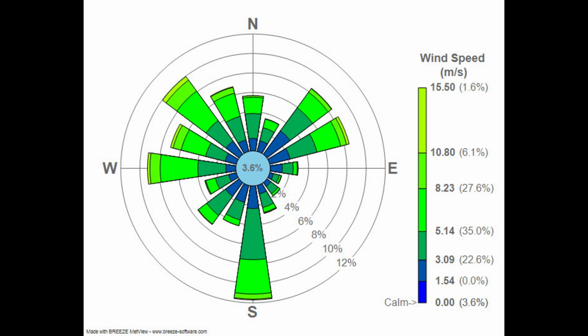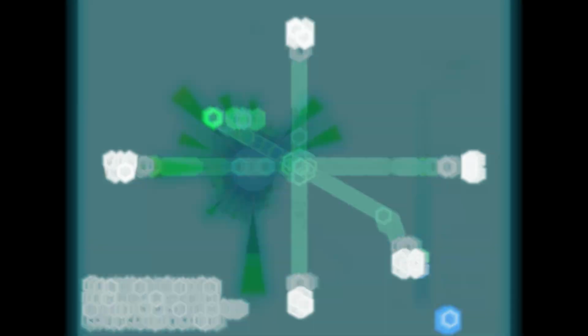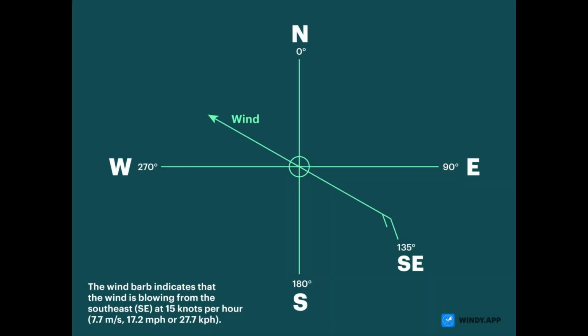We can also see that there's different colored bars, and this gives us the different speed of wind. So where blue is calm, and then light lime green is up to 15.5 meters per second of wind. Then we have wind barbs. These are shown on a weather map to indicate the direction and strength of wind.